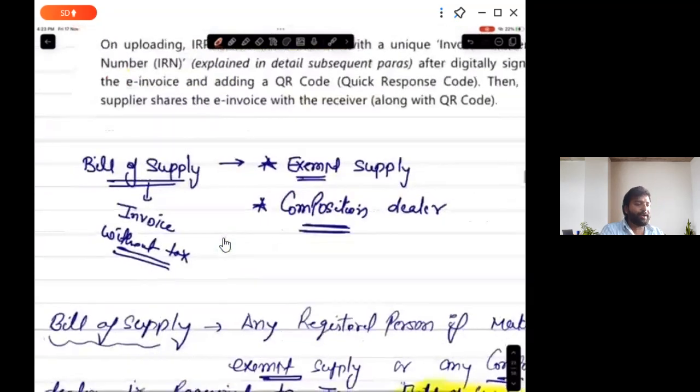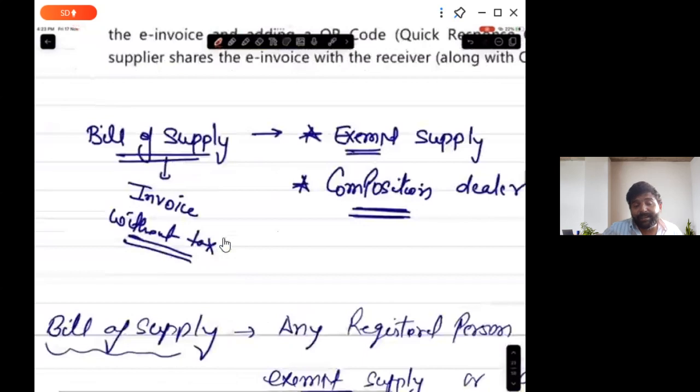Now, next document is called bill of supply. So after taxable invoices and e-invoicing, another document is called bill of supply. And this bill of supply is only and only required if you are selling exempt goods or you are a composition dealer. So if you are selling exempt goods or if you are a composition dealer, then rather than issuing taxable invoice, you will be issuing bill of supply.